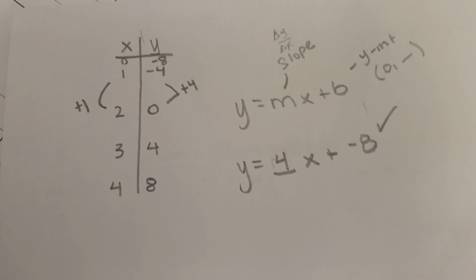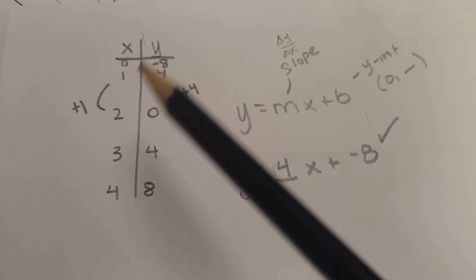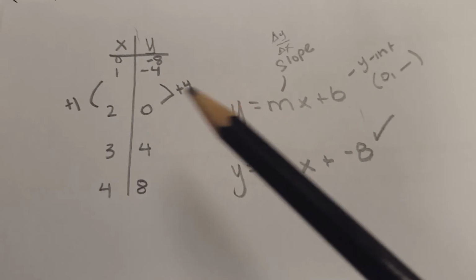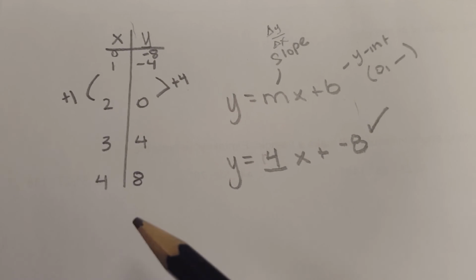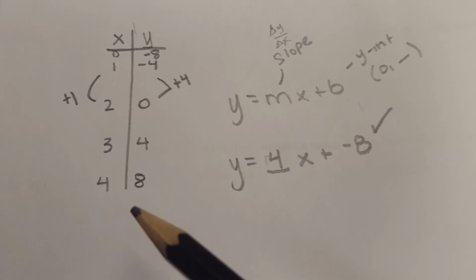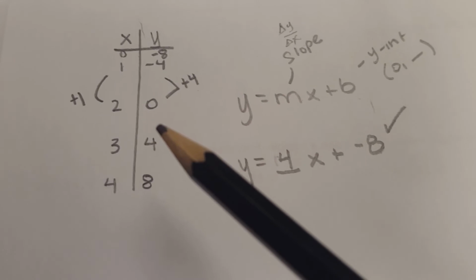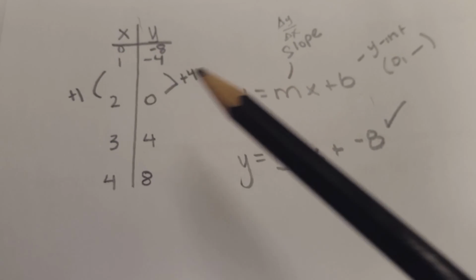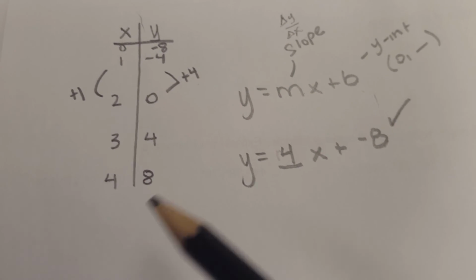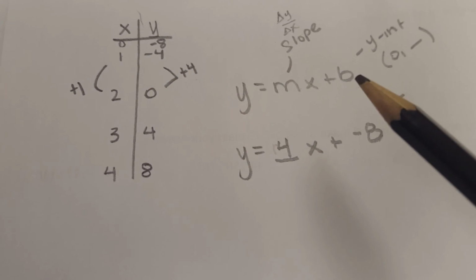So just a quick refresher. First thing you guys should do when you're writing a function from a table is take 15 seconds. Make sure it's not an easy pattern. No need to spend 5 minutes creating an equation when all it was was +1. If it's not a simple pattern, then you guys need to find your slope and your y-intercept.